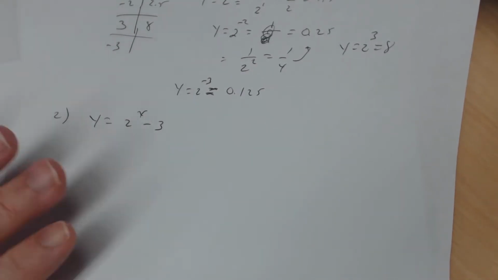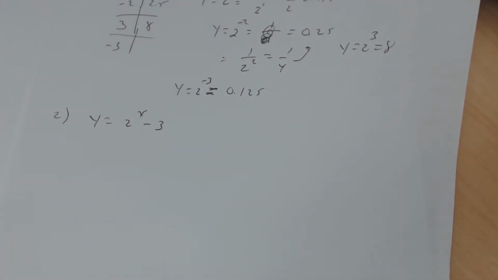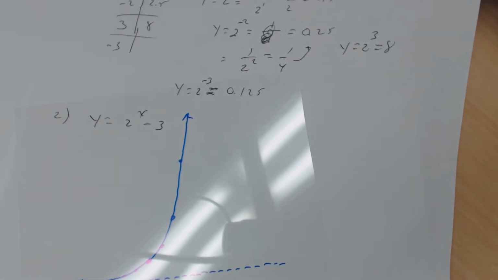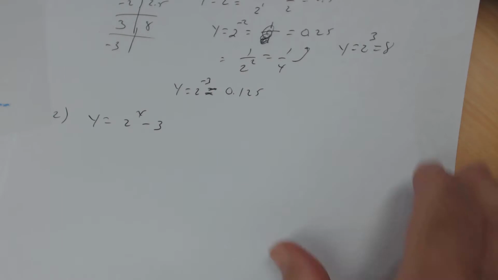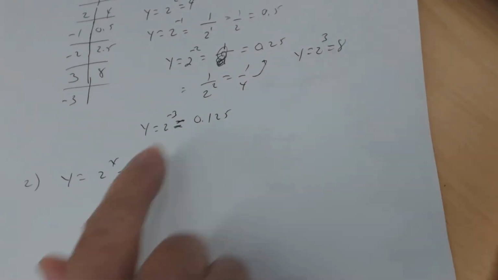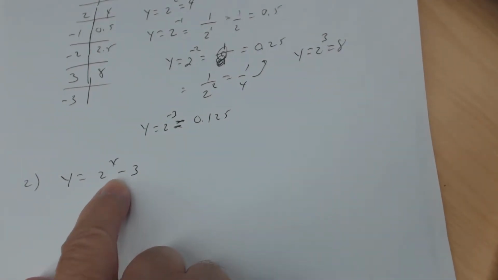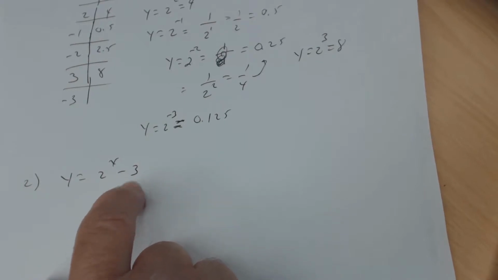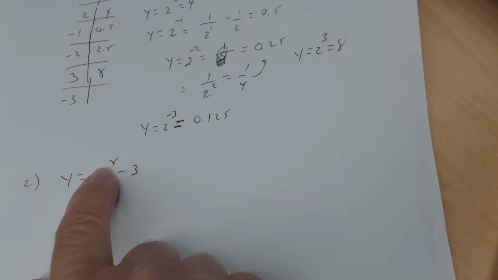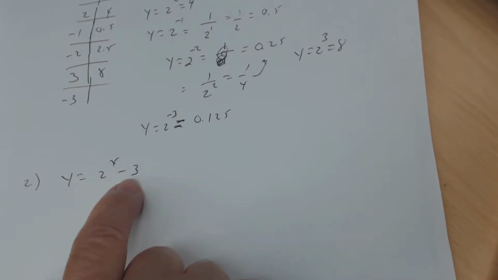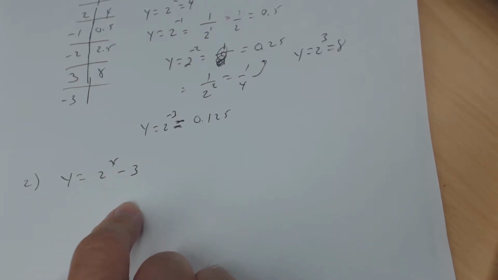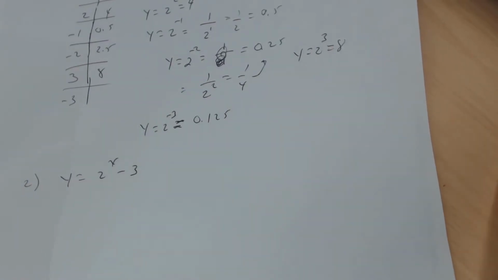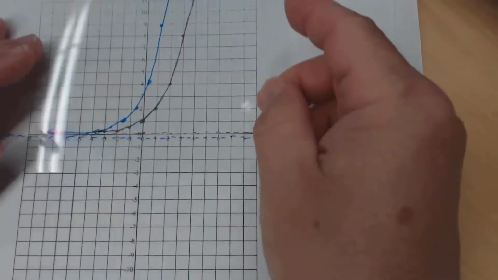Now, I want you to notice. Now we're going to do a t-table, but I want you to notice in terms of transformations this. Just like with transformations in a previous lesson, see that number on the outside, minus 3. That's a vertical translation. So that means you're going to take this function 2 to the x, and you're going to shift it down 3 units. You're going to shift it vertically down 3 units. In other words, you can end up with something that looks like this.